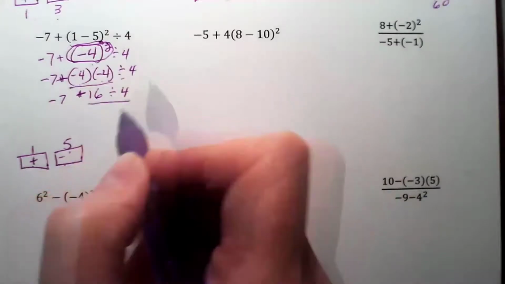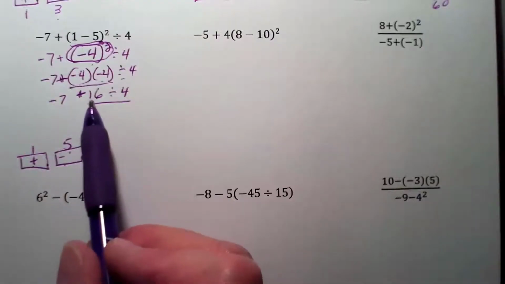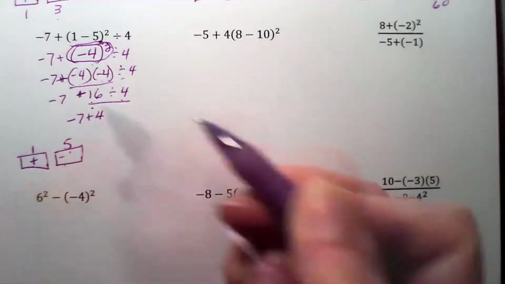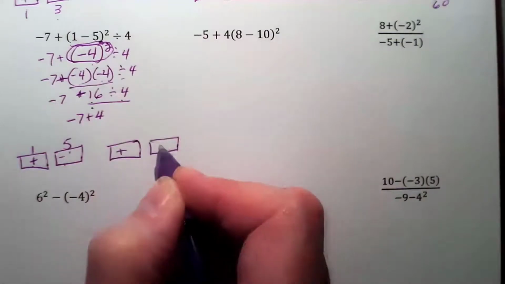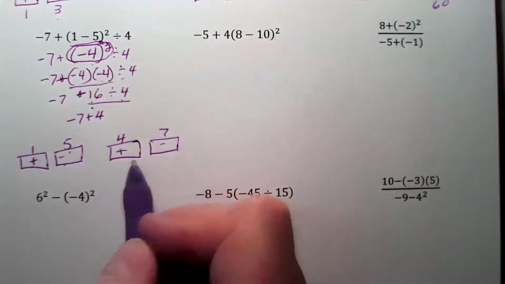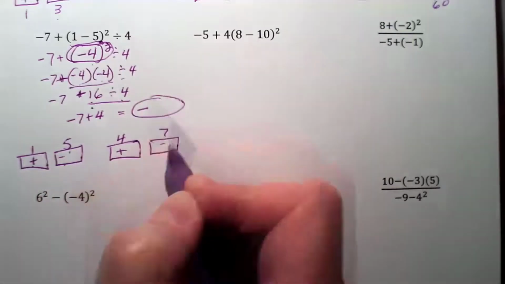Next, I'm going to do all the multiplication and division before I do any addition or subtraction. So 16 divided by 4 is 4. So I have negative 7 plus 4. Again, to add, I'm going to do my boxes. I have a positive box, the 4 goes in, a negative box, the 7 goes in. Which box has more? The negative. So my answer is going to be negative.